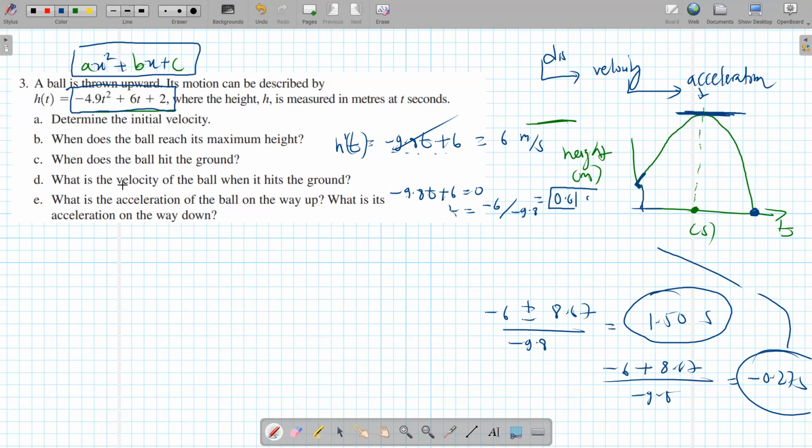Cool. So that was the answer to C. It's gonna hit the ground after 1.5 seconds, not negative 0.27. That's invalid.